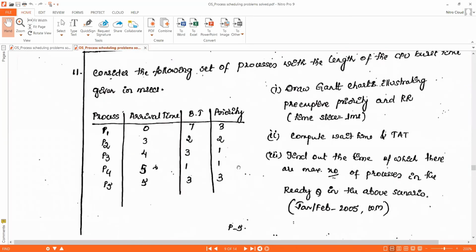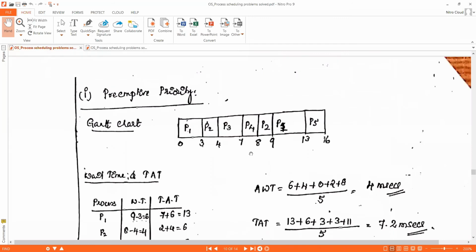Now we have in the ready queue process 1 with priority 3, process 2 with priority 2, and process 5 with priority 3. Among these three processes, which has the higher priority? That is process 2. Process 2 will be scheduled for the CPU. Process 2 already executed 1 millisecond, so the remaining 1 millisecond will be executed by the CPU now.